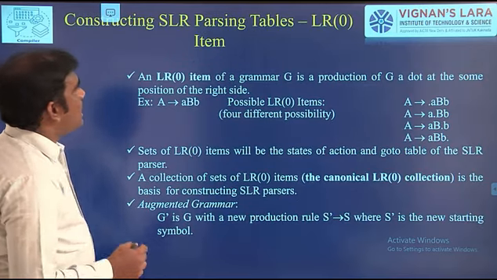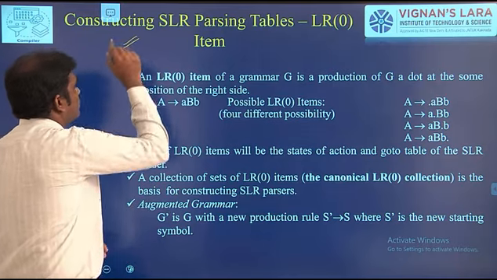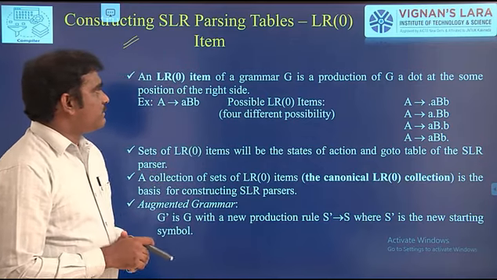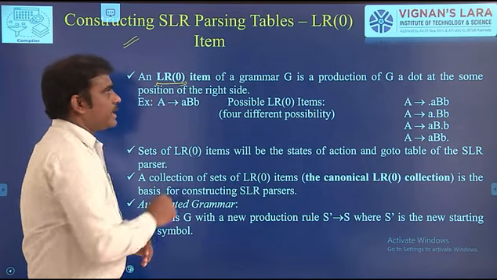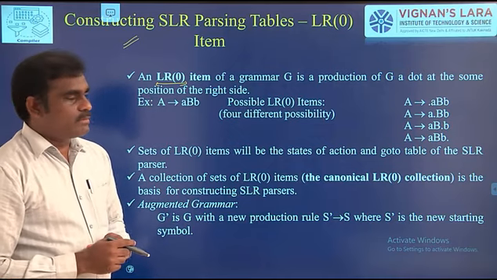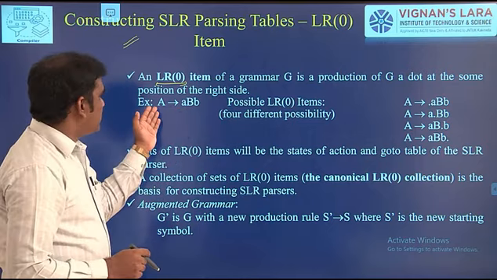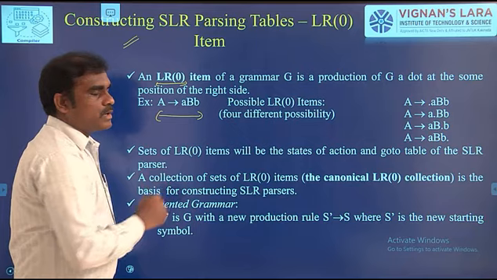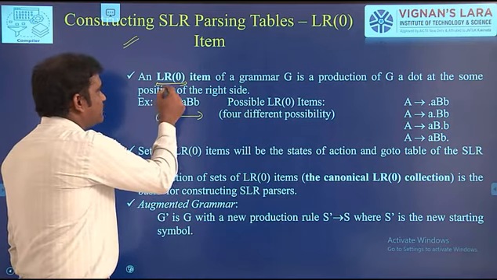And now this is a very important topic. While constructing any LR parsing table, first we have to construct the LR(0) items. Here the given one is a context free grammar. Suppose this is the grammar, taking one production A to AB B. Now find the LR(0) items. How to find the LR(0) items?